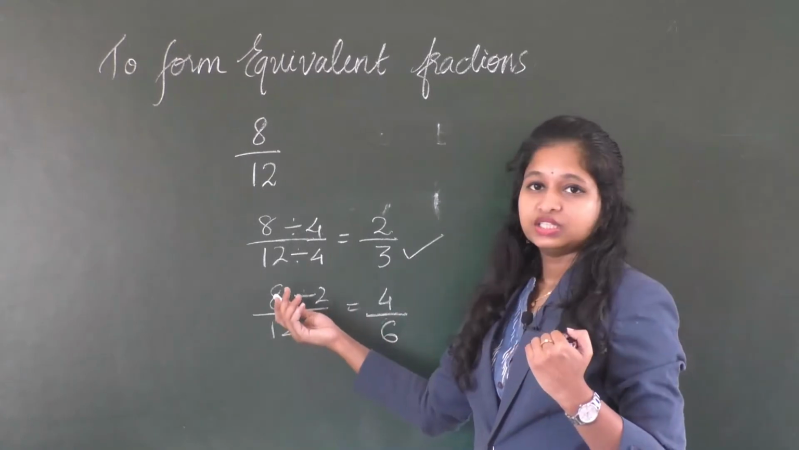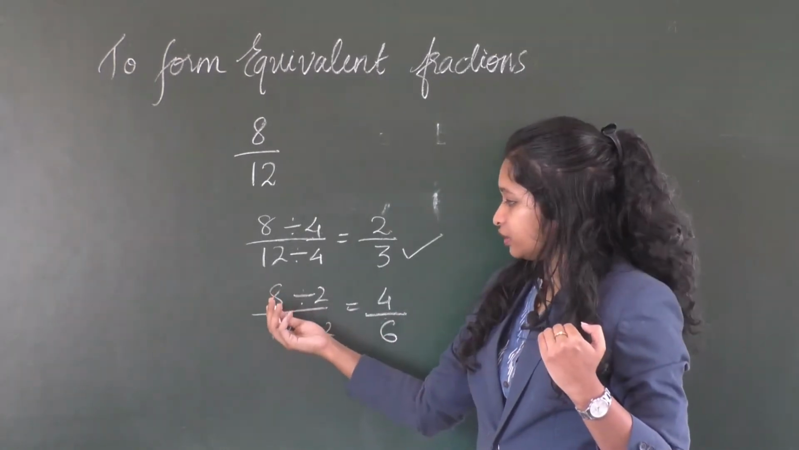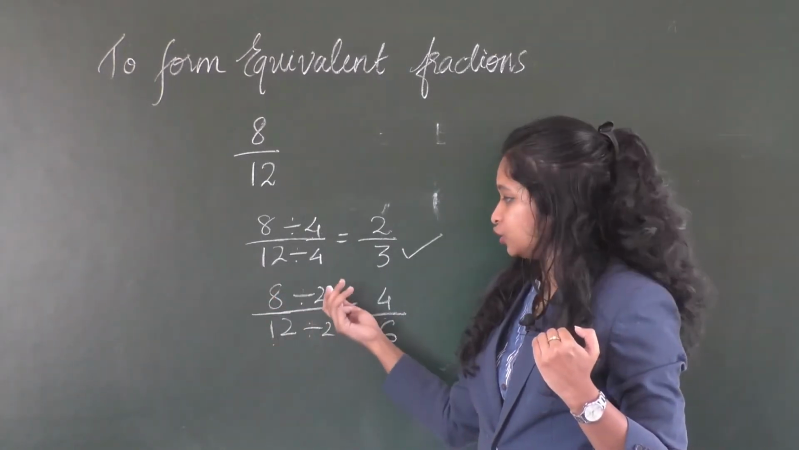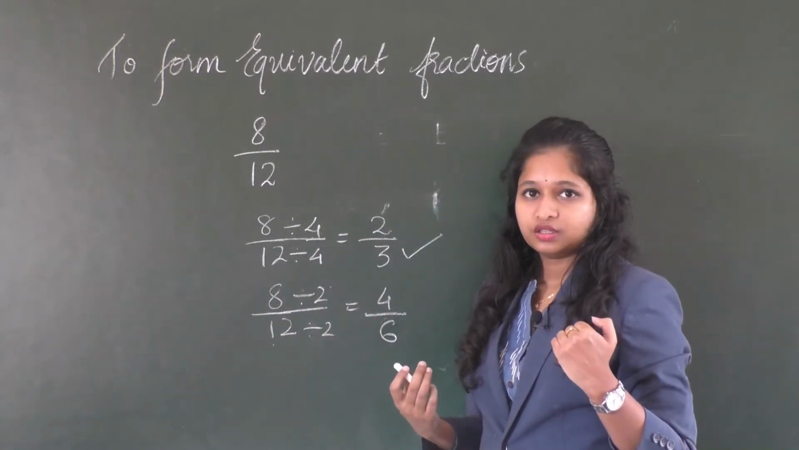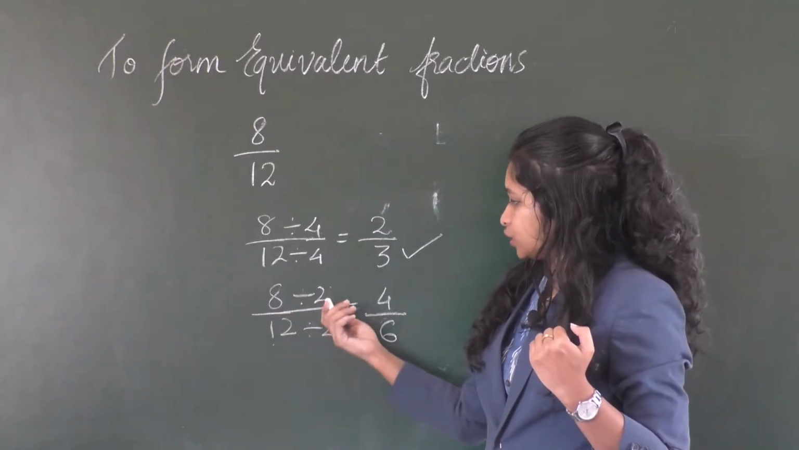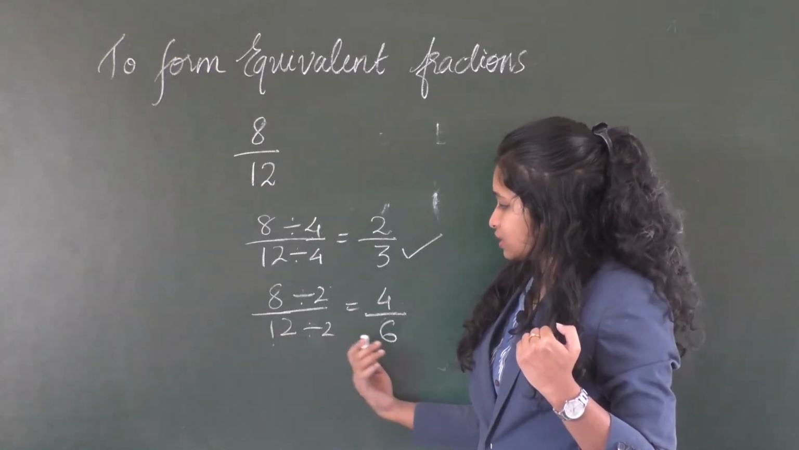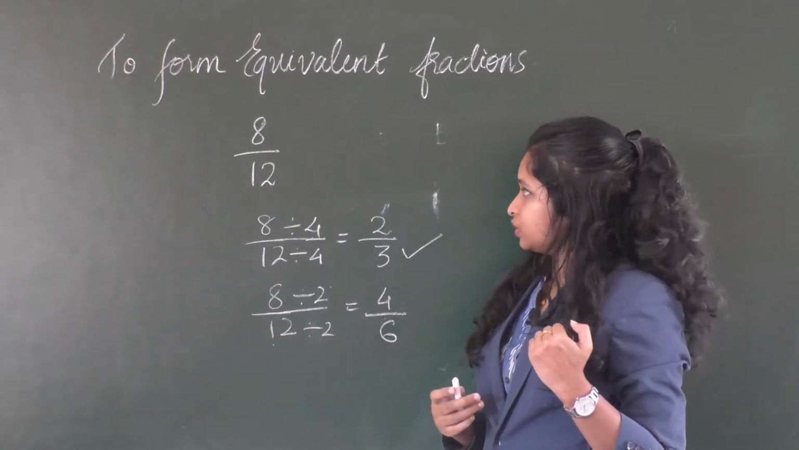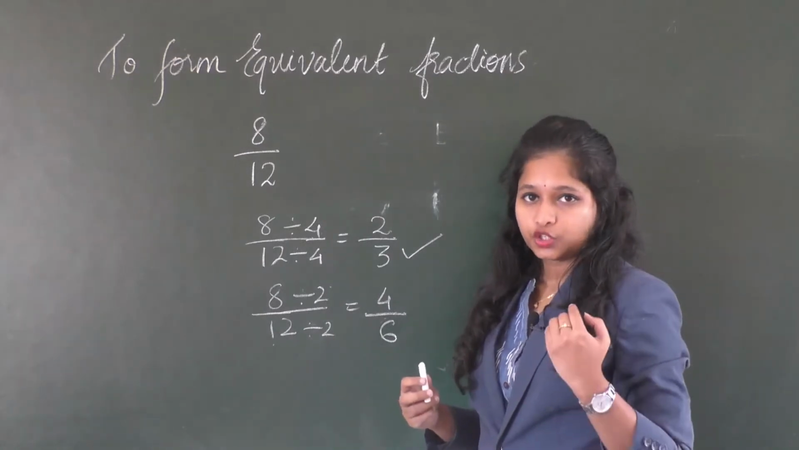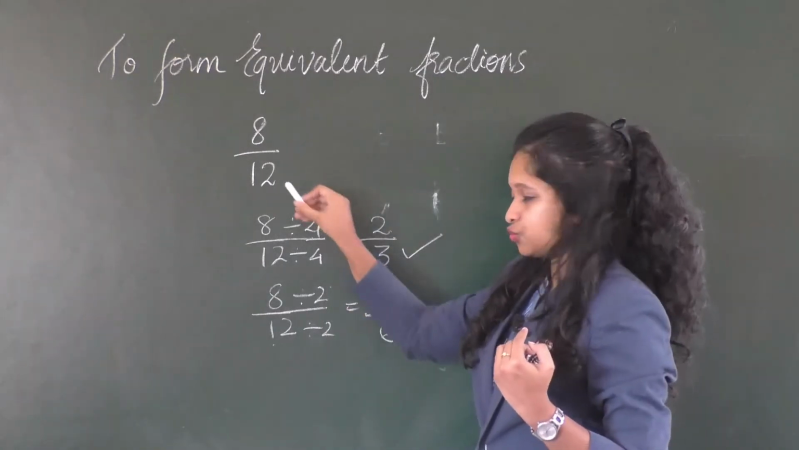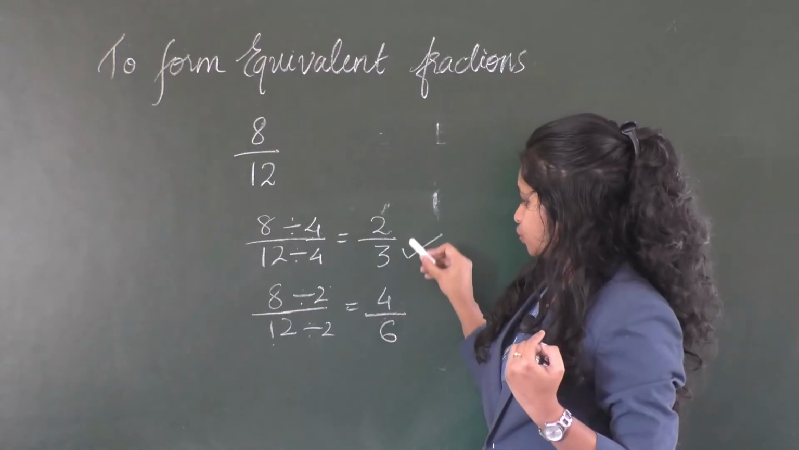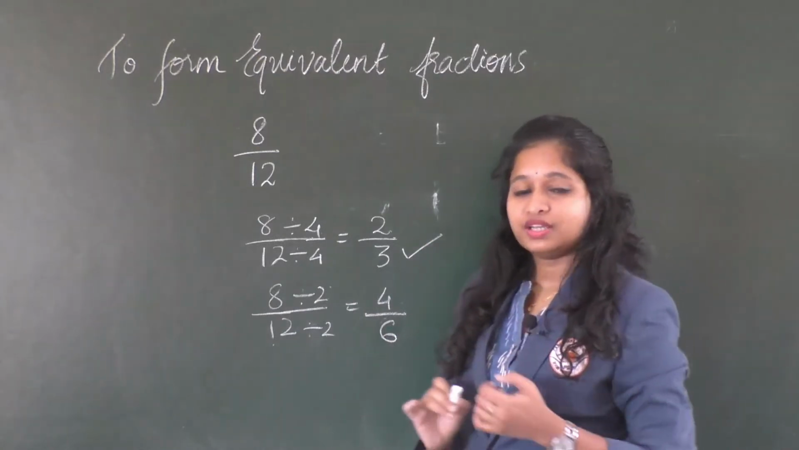Now divide the numerator and denominator by 2. Here 8 by 2 is 4 and 12 by 2 is 6. So we have formed two equivalent fractions of 8 by 12, which are 2 by 3 and 4 by 6.